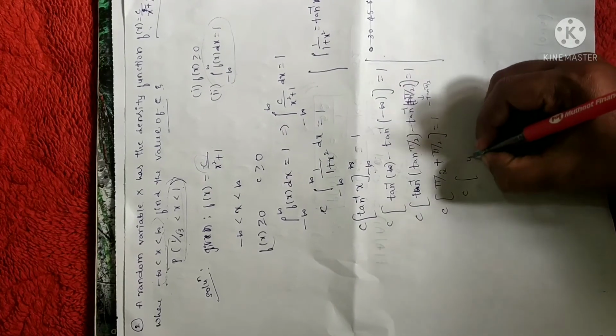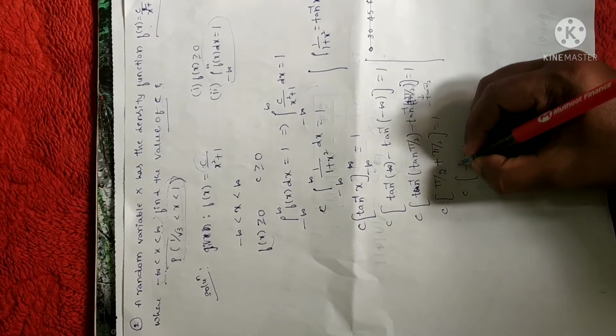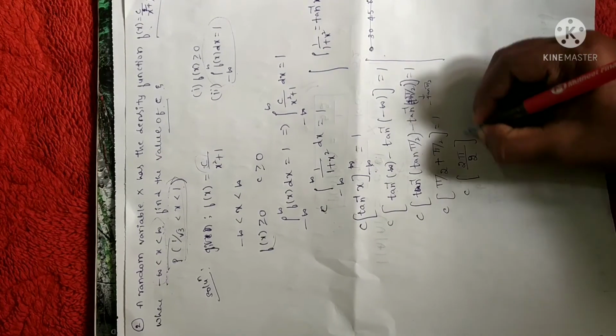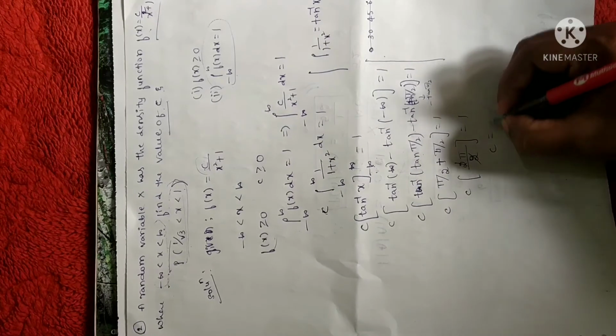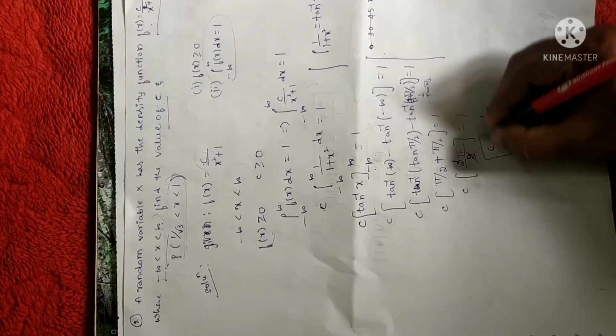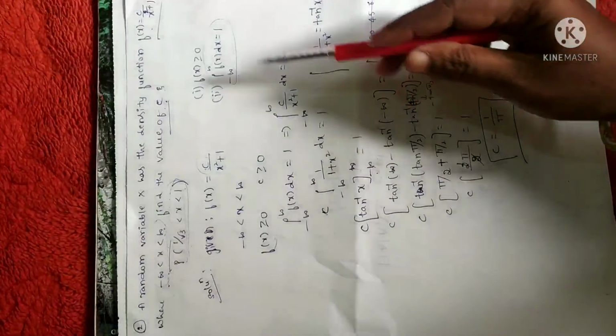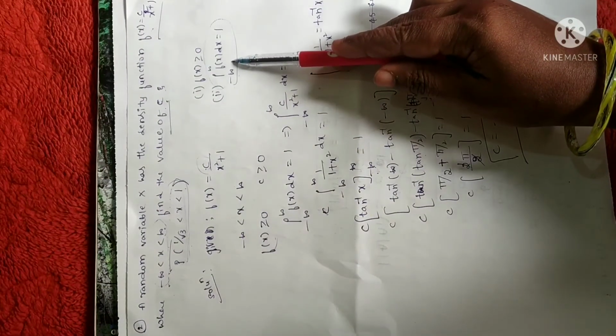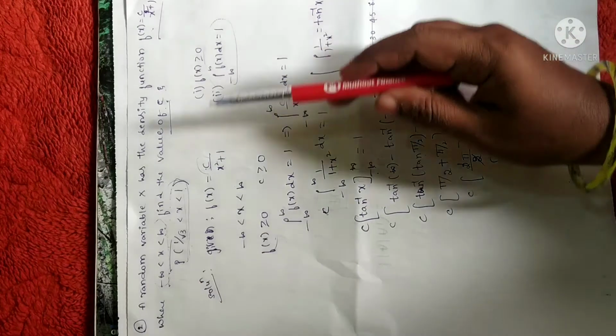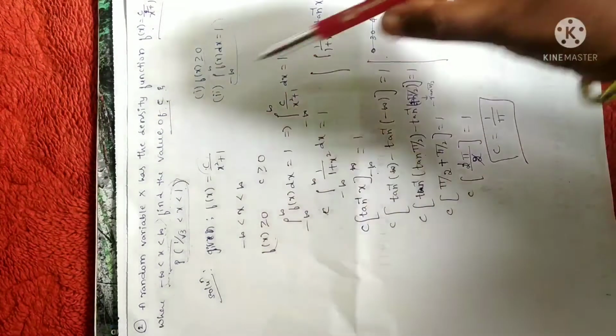Now let me take the LCM. LCM for 2 and 2 is 2. So in the numerator also you will get 2 pi, which is equal to 1. 2 gets cancelled. So c is equal to 1 divided by pi. So we have calculated the c value. Remember, to find the c value you have to consider the second condition. Fine. Next we need to find the probability of 1 by root 3 less than x less than 1.